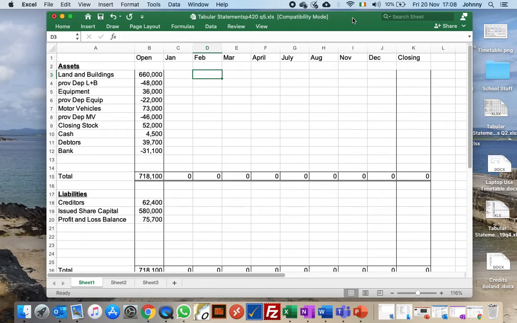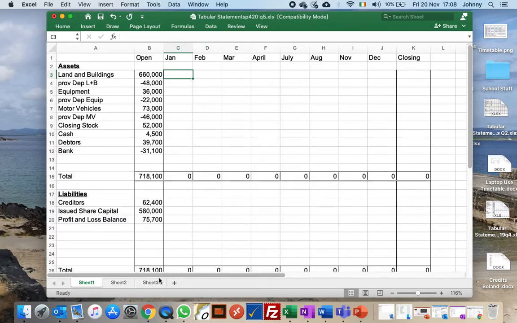So we have question 5 from the Modern Accounting textbook. We've laid out the basics of the question with the months involved, and we have the opening balance sheet and the two sides added to be the same. So let's look at the first one.